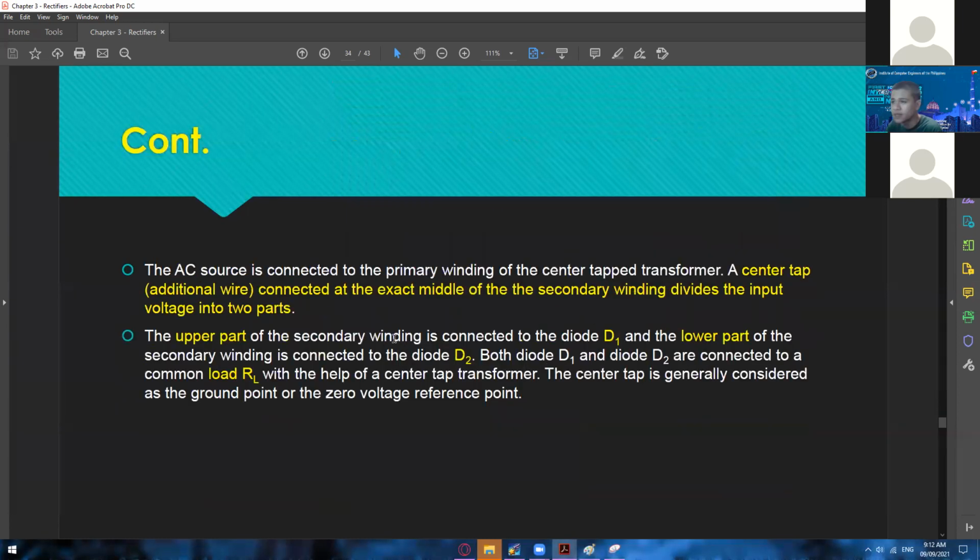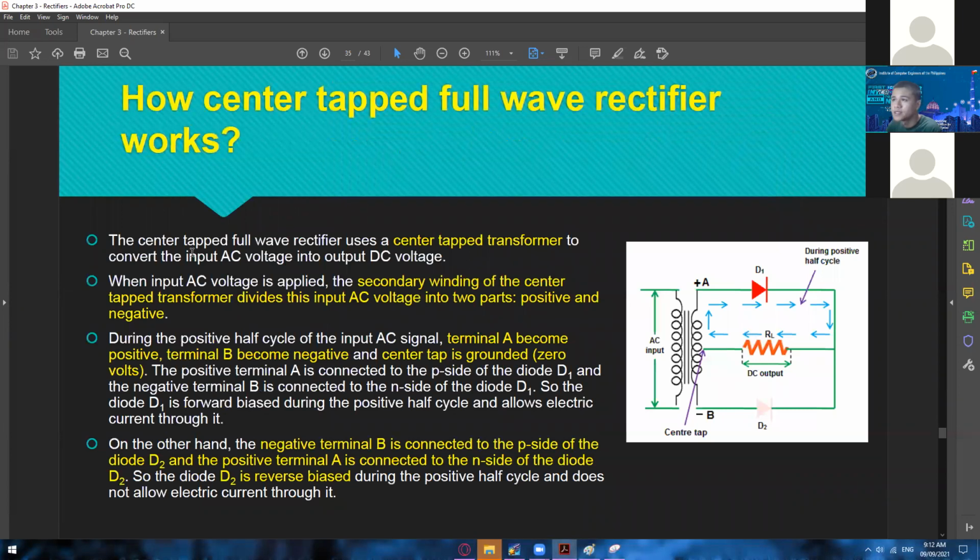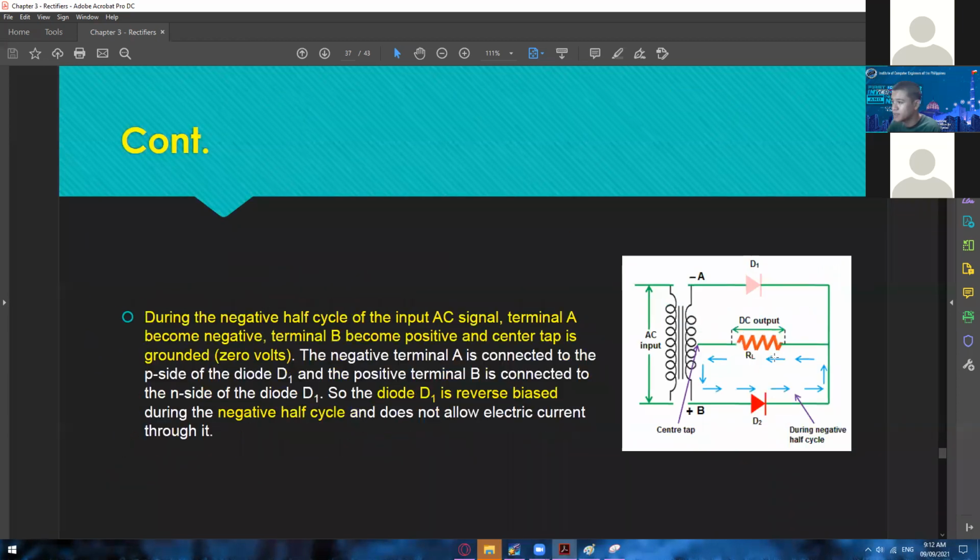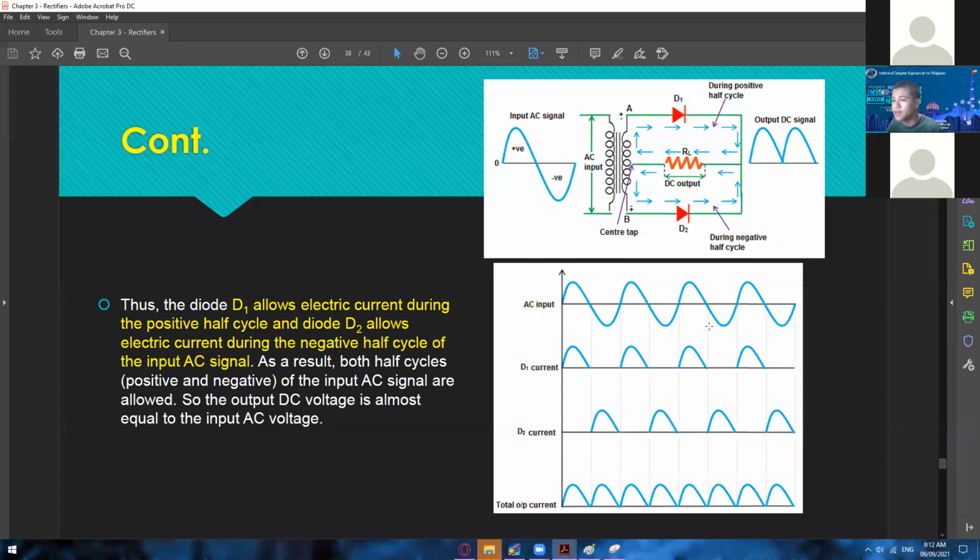Anyway, more explanation when it comes to center tap, so I'll skip that one. Same with this one, we can also read on how this center tap full wave rectifier works. This is the positive one, and this is the negative part. If we have a positive cycle, then we have a reading right here and an open circuit right here. And this is for the negative cycle. Vice versa, we have a reading right here and an open circuit right here. And as a result, we have this one.